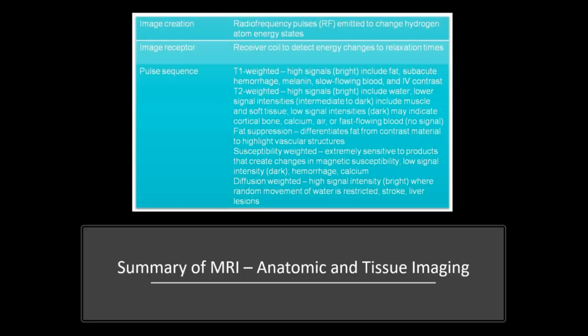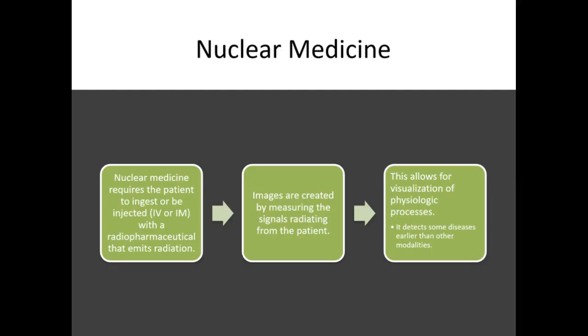Image creation for the MRI. We use radio frequencies emitted to change hydrogen atoms and release energy to spin them, basically. The imaging receptor is a coil that we place on the patient. There is a body coil built into the magnet that can do it, but we don't get as good a detail. And then there's a bunch of different sequences that we can run, T1, T2. We can give contrast, we can do diffusion, we can do fat suppression. There's all kinds of stuff that we can do, and we'll go over that more when we cover MRI.